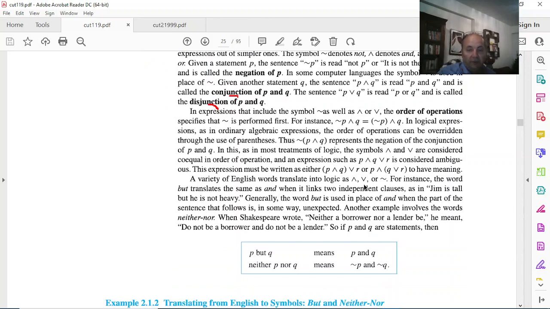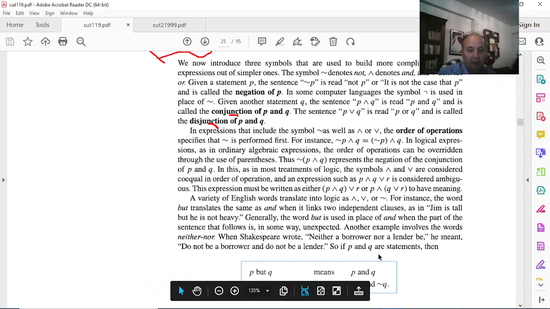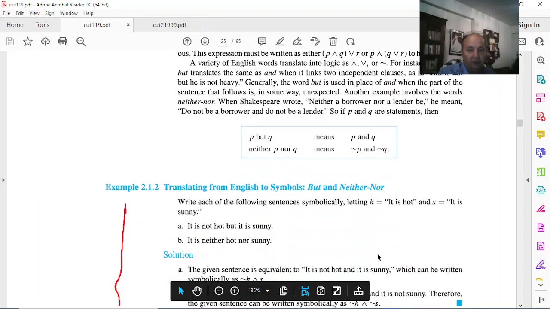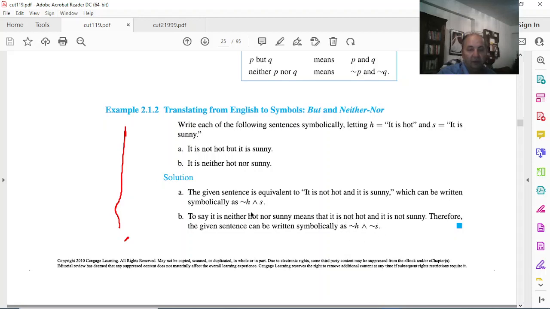And that's it. What does "P but Q" mean? It is P and Q. "Neither P nor Q" means this one. And with just negation, we negate the OR and we will get AND here. Here we go: it's not hot but it's sunny. It's neither hot nor sunny. This is the way you can write it down. This is the logical expression.